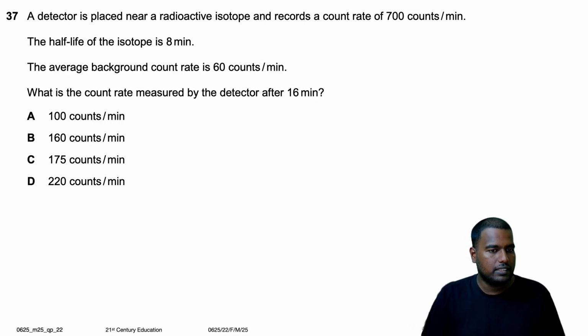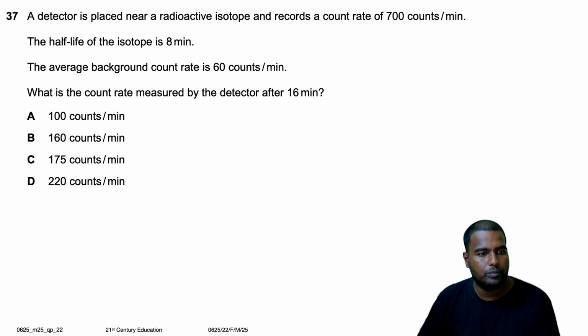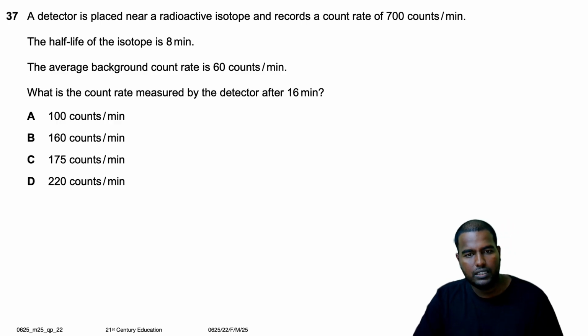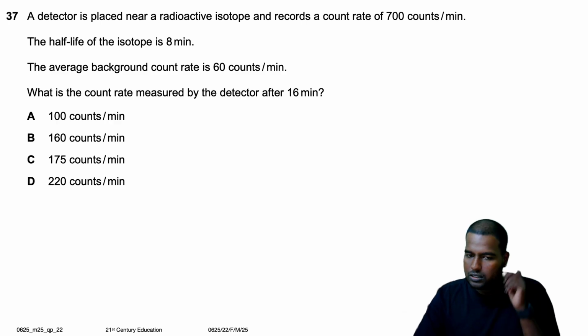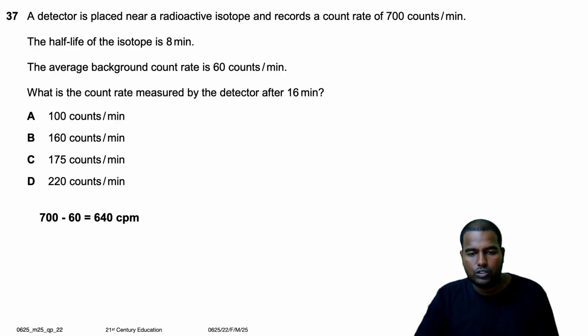A detector is placed near a radioactive isotope and records a count rate of 700 counts per minute. The half-life of the isotope is 8 minutes. The average background count rate is 60 counts per minute. What is the count rate measured by the detector after 16 minutes? So the initial count rate measured by the instrument is 700 counts per minute minus the background radiation, which will be 640 counts per minute.